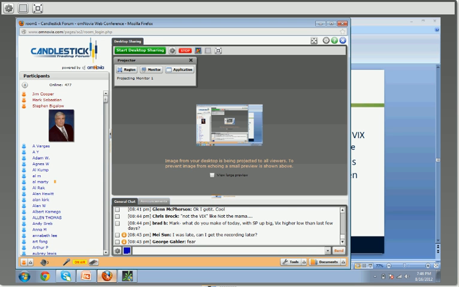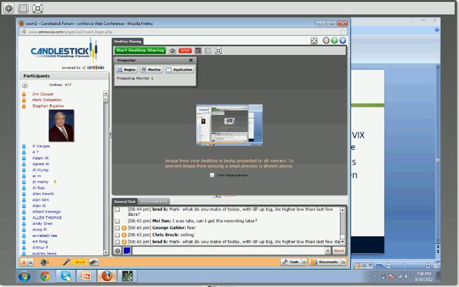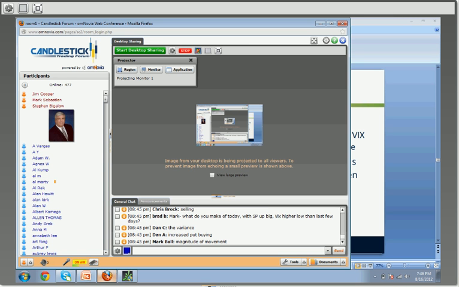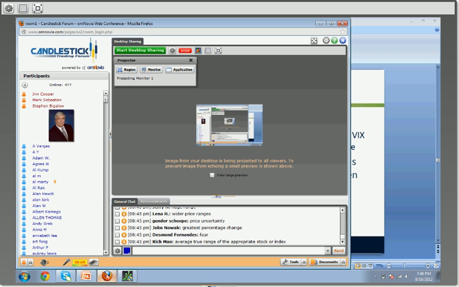Fear, selling, variance is the best answer. Mark Bull puts it the best. Magnitude of movement, it's percentage changes, increases in variance.